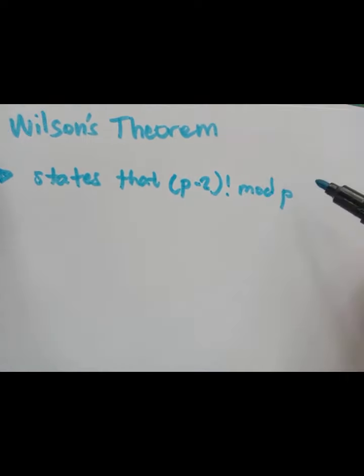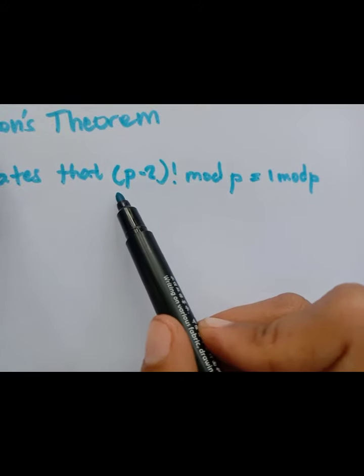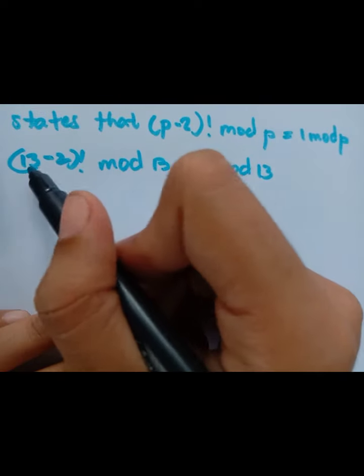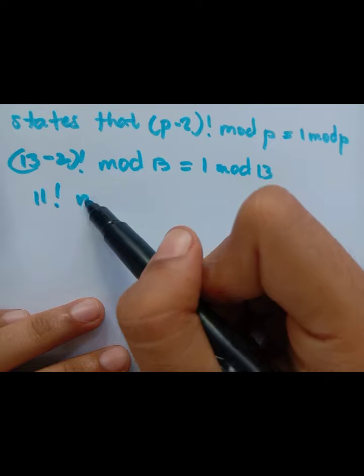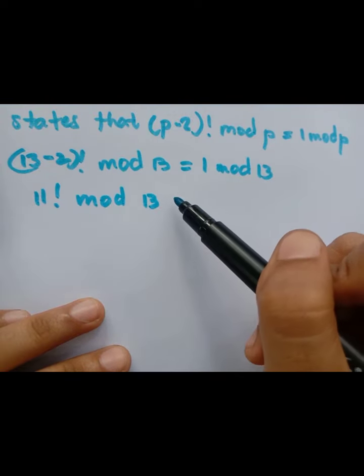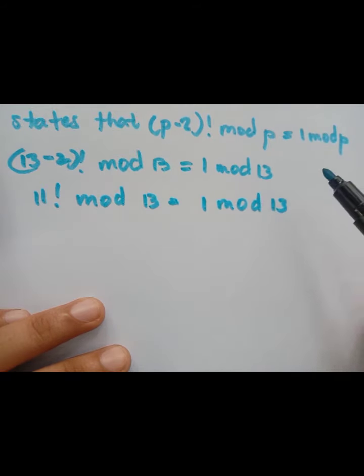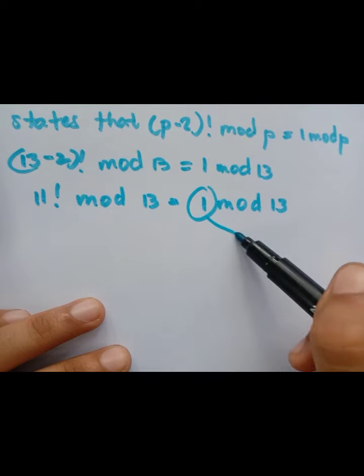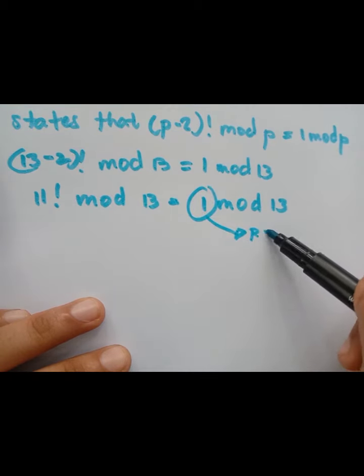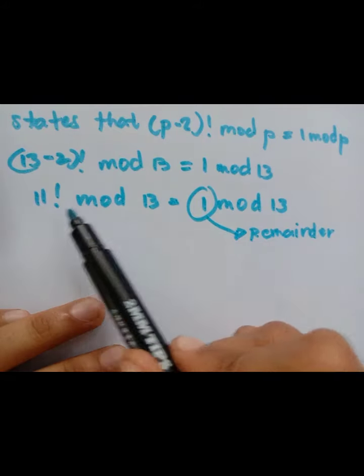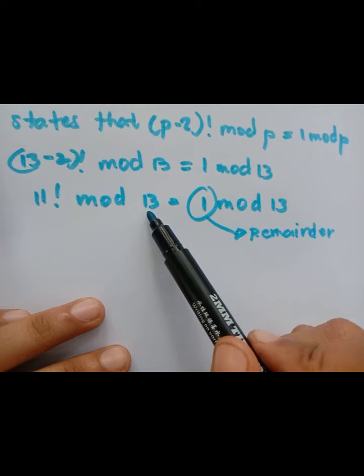This time we're going to use another technique. This states that (p minus 2) factorial mod p is equal to 1 mod p. Now we have 13 as our prime number. I'm going to substitute it. So (13 minus 2) factorial mod 13 is equal to 1 mod 13. 13 minus 2 factorial will become 11 factorial mod 13 and 1 mod 13. So let's remember that 1 is our remainder here. Again, 11 factorial mod 13 will give us a remainder of 1.